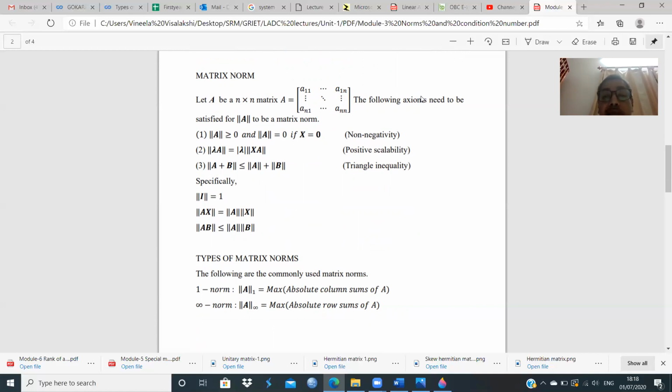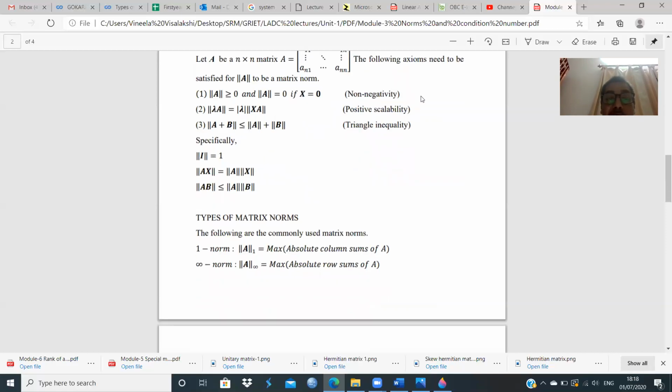And then we have the same 3 axioms to be satisfied: the non-negativity criterion, the positive scalability, and the triangle inequality. Specifically, the norm of the identity matrix will be 1, and the norm of A times X, where X is a vector, is less than or equal to norm A times norm X, and the norm of the product of 2 matrices A and B will be less than or equal to norm A times norm B.